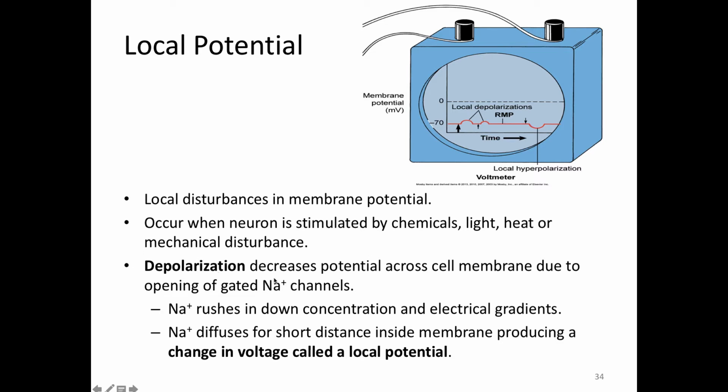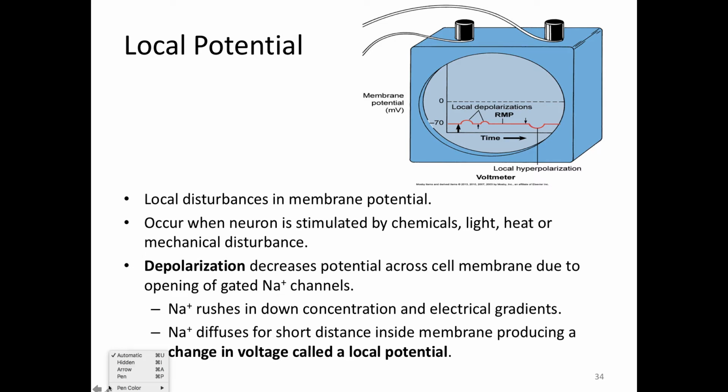And depolarization decreases the potential across the cell membrane due to opening of gated sodium channels. So these could be ligand gated in the case of chemicals, or they could be mechanically gated or something else. So sodium rushes in down the concentration and electrical gradients, and it diffuses for a short distance inside the membrane, producing a change called a local potential.